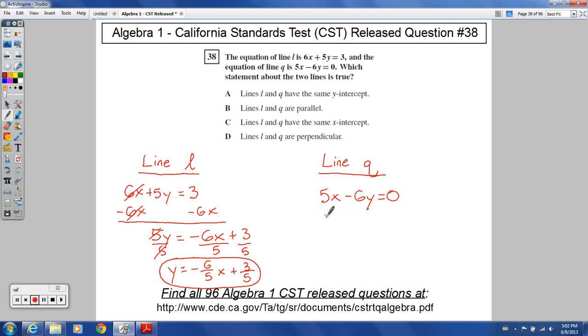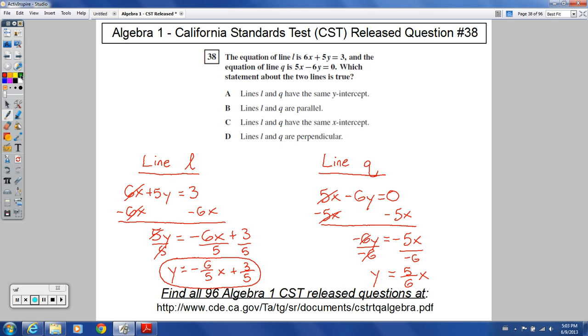So over here, I want to do the same sort of thing. I want to get y by itself on the left side to make it look like slope-intercept form. So I'm going to subtract 5x from both sides. This will leave me with negative 6y equals negative 5x. The 0, I can leave that out. We think of it as plus 0 if there's nothing written there. But this I would divide by negative 6. That would cancel out here and here, leaving me with y equals 5 over 6 x.